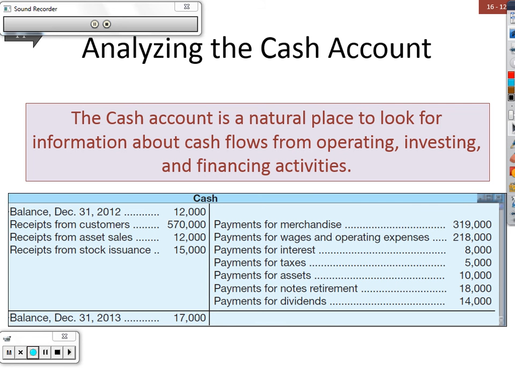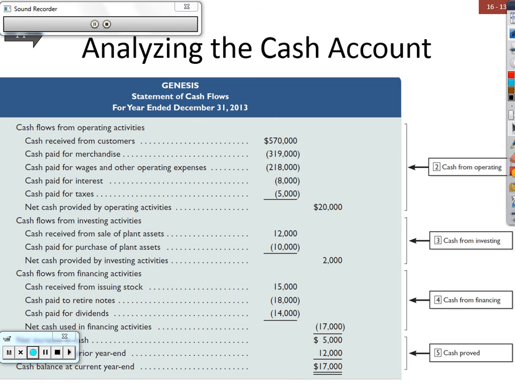So, analyzing the cash account. The reason this is important is because these are all the things that go on that cash flow statement. Notice the beginning balance at the end of 2012. Receipts were money received from customers in cash. They sold assets. They issued stock. This is all inflow. On this second column, they paid for merchandise. They paid payroll. They paid interest. They paid taxes. They paid for some assets, basically purchased them, paid for retirement, paid for dividends. All of that is the outflow section. But this is what the general ledger would look like for cash before you do the statement.